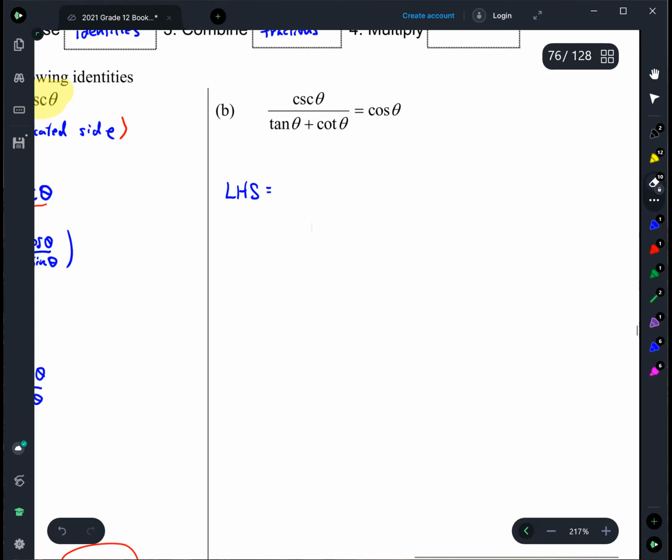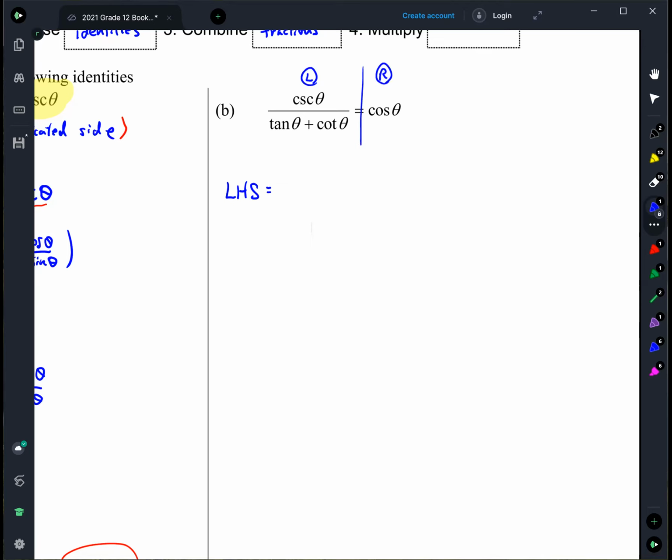Okay. Wait, is it cosecant theta over tangent theta plus cotangent theta for the left-hand side? Yeah, it's the left-hand side. Okay, so we want to show the left-hand side will become the right-hand side. We're just talking about the first line.